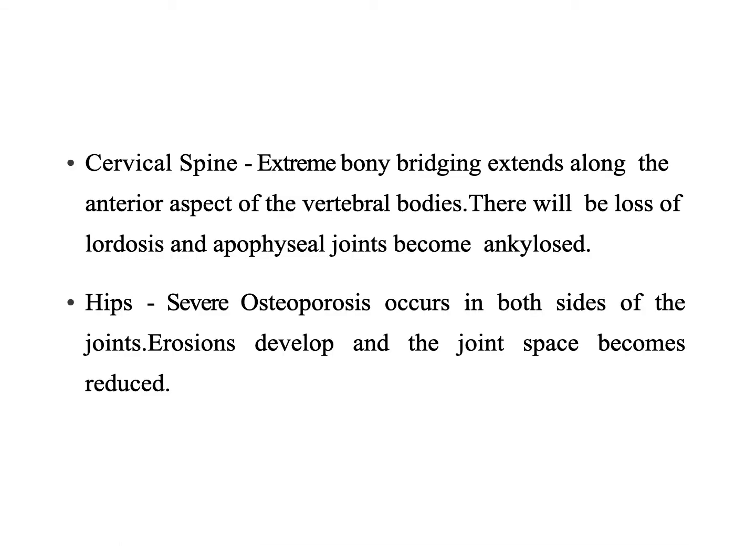In the cervical spine, extreme bony bridging extends along the anterior aspect of the vertebral bodies. There will be loss of lordosis and the apophyseal joints become ankylosed. In the hips, severe osteoporosis can occur on both sides of the joints. Erosions develop, the joint space becomes reduced, and in advanced cases the joint is ankylosed.